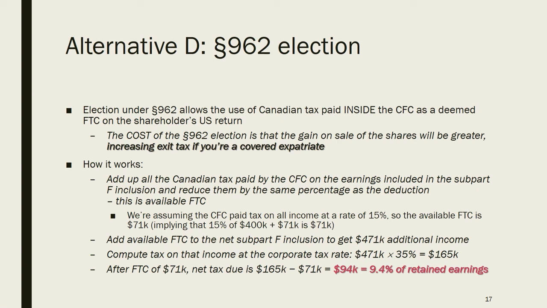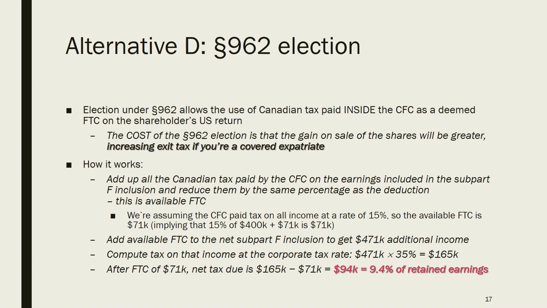We're going to add $471,000 to our taxable income. That $471,000 is going to be taxed at the corporate tax rate of 35%, generating tax of $165,000. And then we're going to take the $71,000 paid to Canada as a foreign tax credit, leaving us with $94,000 to pay to the U.S. So instead of paying $158,000 for the transaction tax, we paid $94,000. And that can still be paid over the 8 years, correct? That can still be paid over the 8 years.